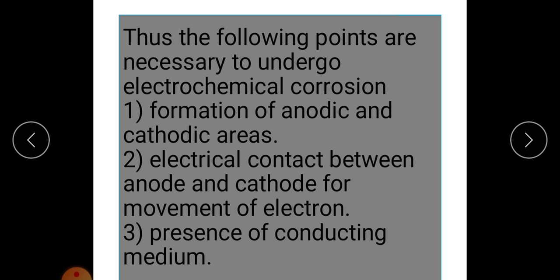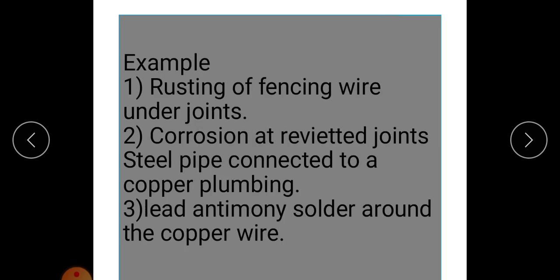Some points are necessary for electrochemical corrosion to occur. First, the formation of anodic and cathodic areas; second, electrical contact between anode and cathode for movement of electrons; and the third one, the presence of a conducting medium. So some examples are here.